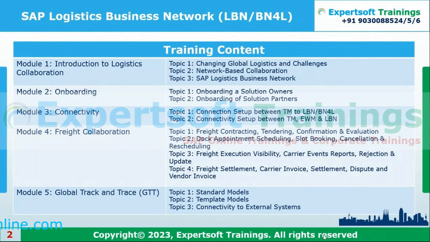Then when it comes to module 4, that's where we are going to have different types of LBN components. We have four components normally in LBN. There is also a fifth component which is in process now. The first component will be freight collaboration. As I said, it is a replacement of the Carrier Collaboration Portal, which is there in the business suite.